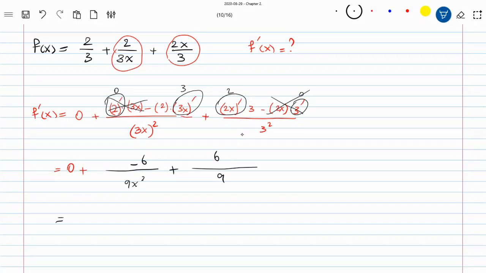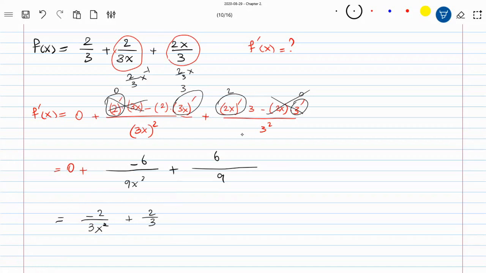And what do you get? 0 plus negative 6, I can simplify it. Negative 2 over 3x squared plus 6 divided by 9, 2/3. I want you all to go back and say, okay, rewrite this in terms of 2 divided by 3 x to the negative 1 and 2 divided by 3 x, and figure out the derivative using the power rule to see if you get the same thing as well. You should get the same result.